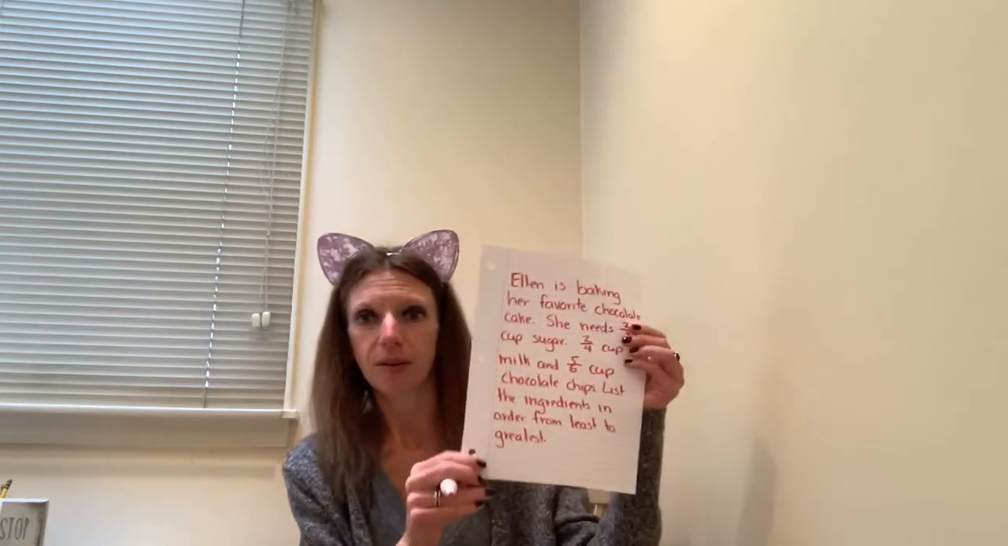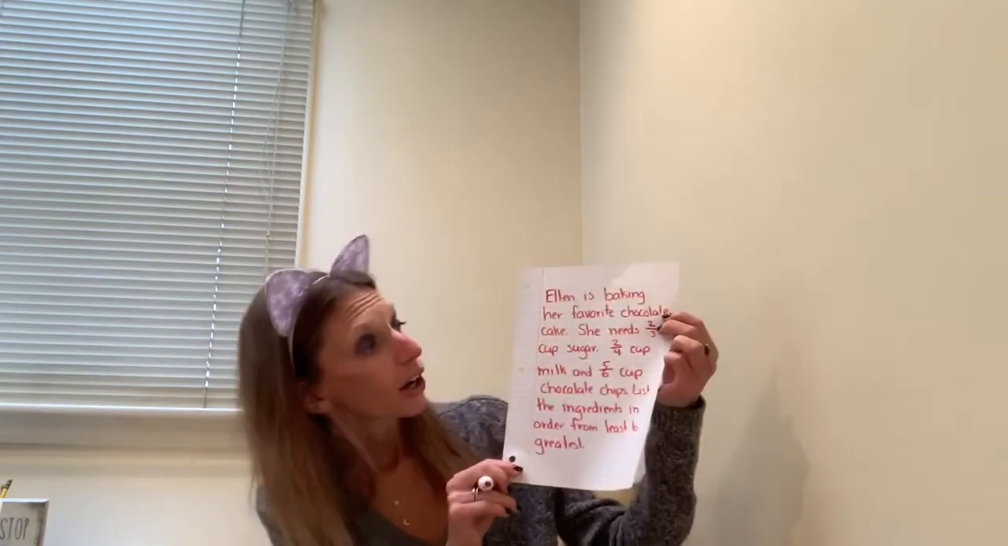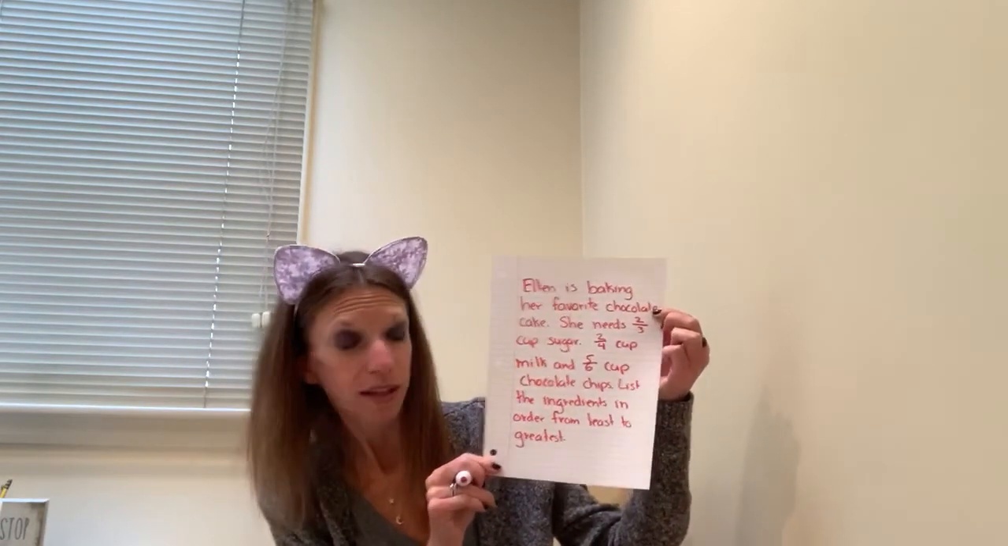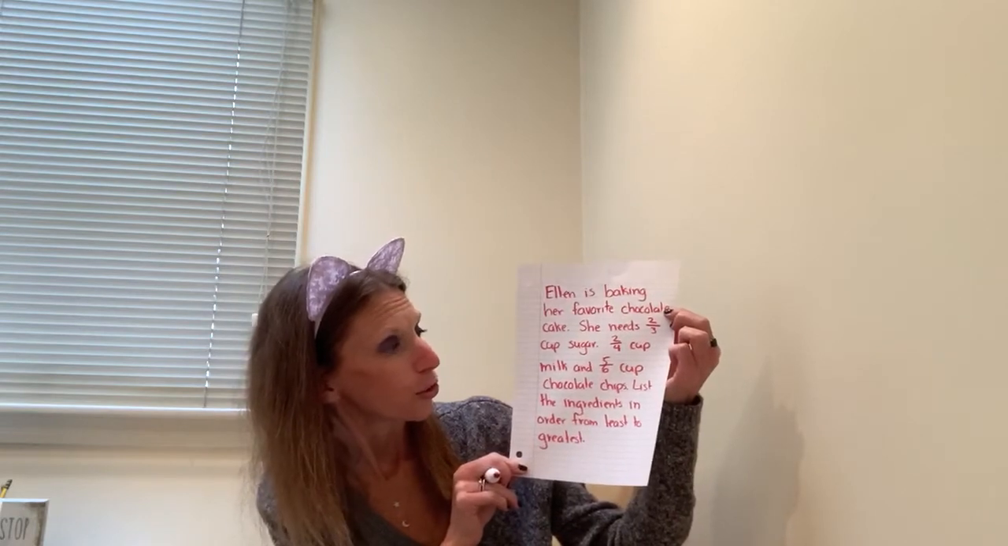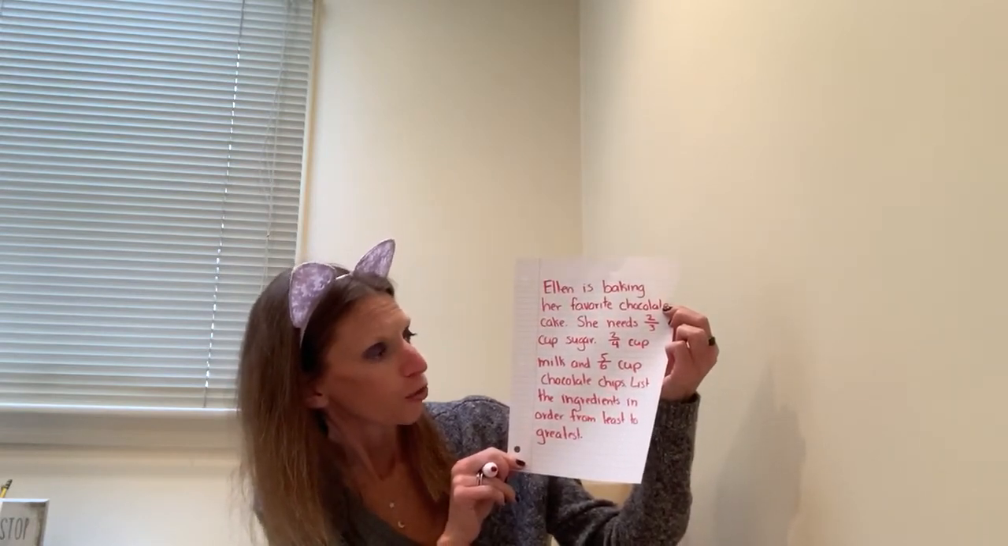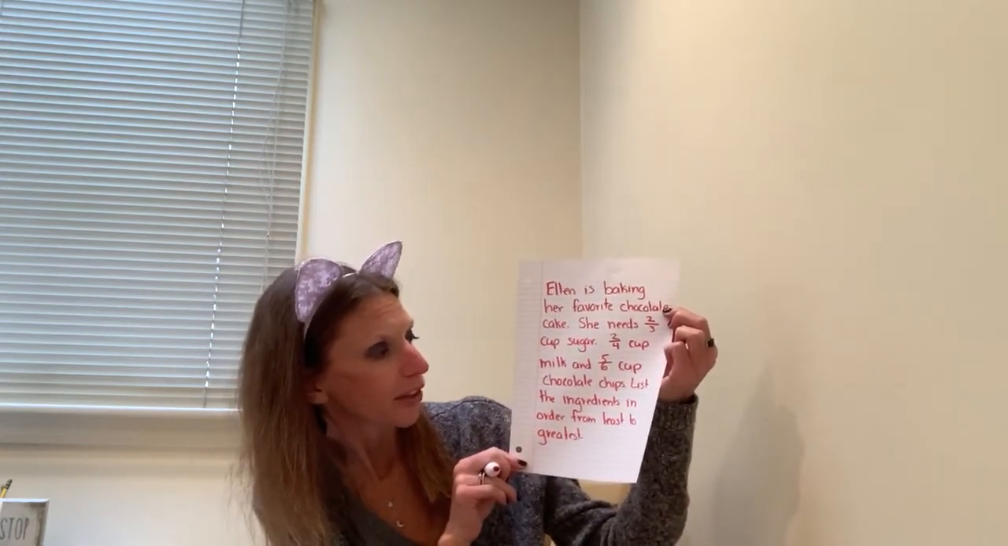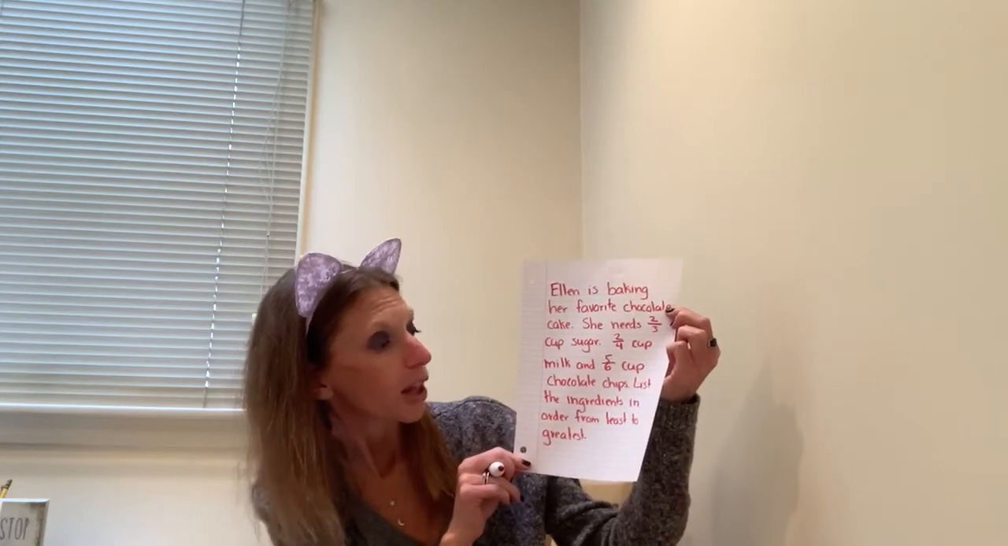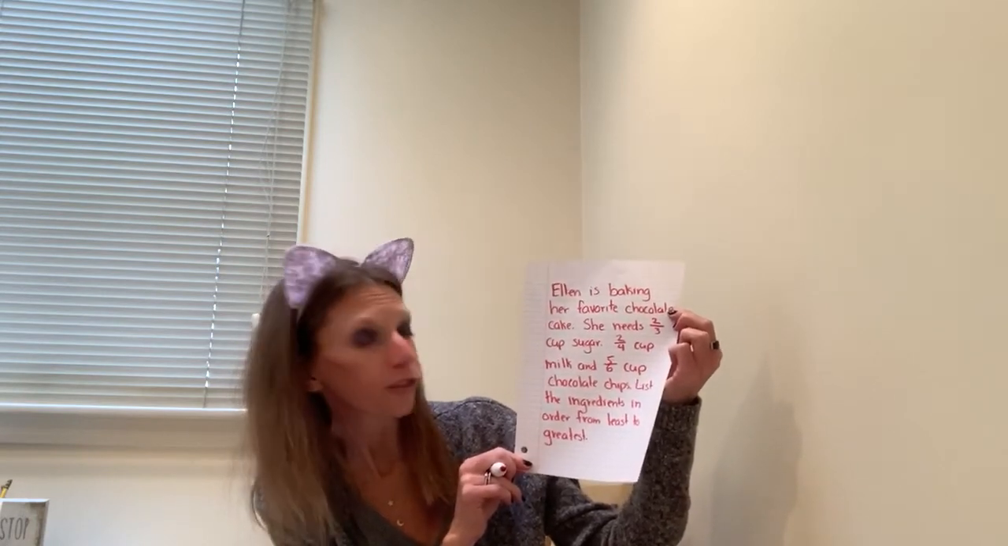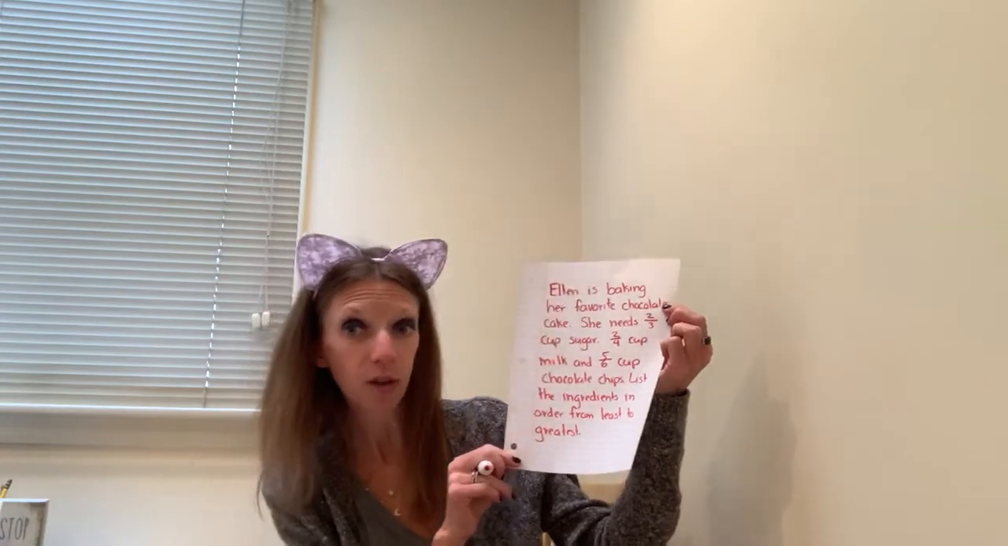So here we go. I'm going to read it to you. Ellen is baking her favorite chocolate cake. She needs 2/3 cup sugar, 2/4 cup milk, and 5/6 cup chocolate chips. List the ingredients in order from least to greatest. All right, I will do that. So I need to write down my three. I'm gonna write down my 3 ingredients.